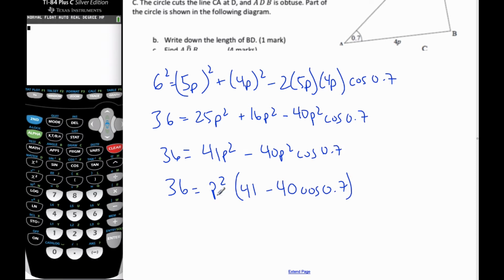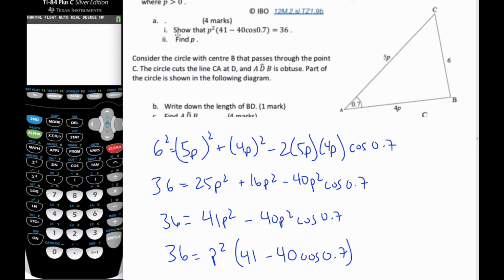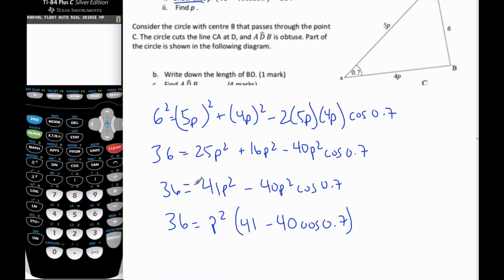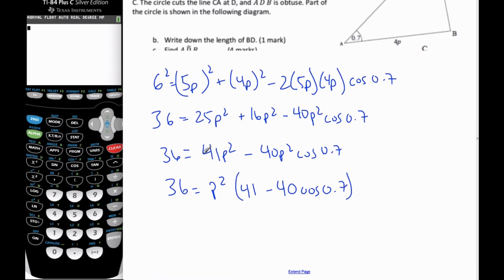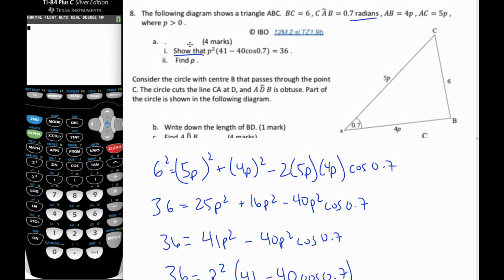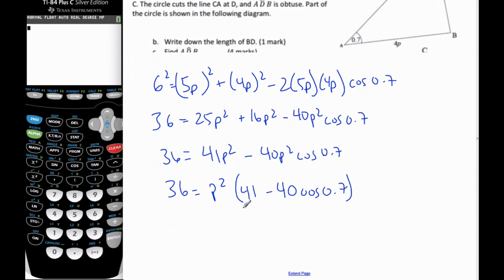Okay, and so in these IB questions that we're asked to do, show that, you can't skip too many algebra steps. You have to clearly show how you got the steps. Now I want to find P, which should be fairly straightforward. I'm just going to divide by this whole side. And so P squared will be 36 divided by 41 minus 40 cosine 0.7. And then I end up taking the square root of this.